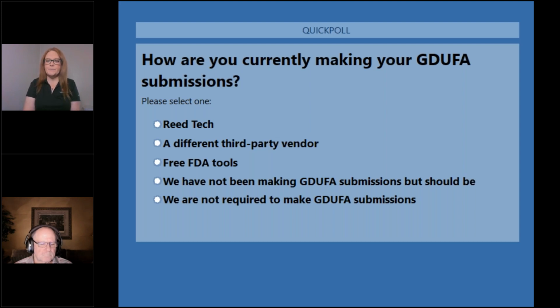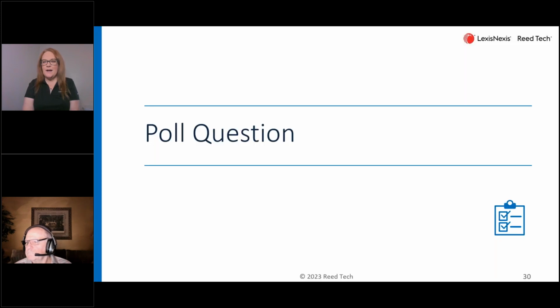Okay. All right, this is actually moving all over the place as you guys vote. All right, so I'm going to go ahead and close this poll now. And it actually looks like 50-50, 50% are using the free FDA tool and 50% are not required to make GDUFA submissions.